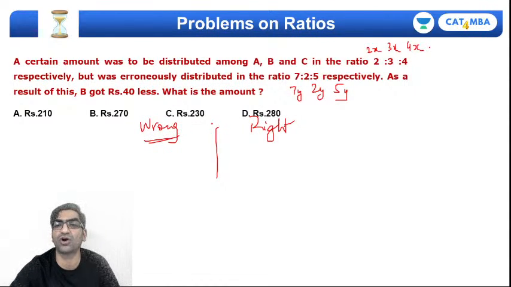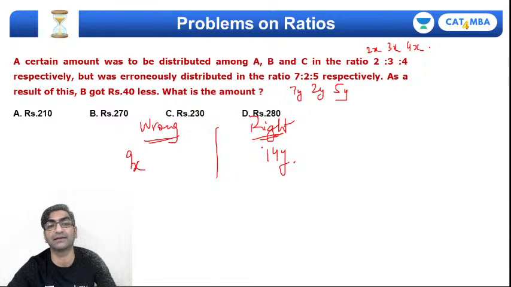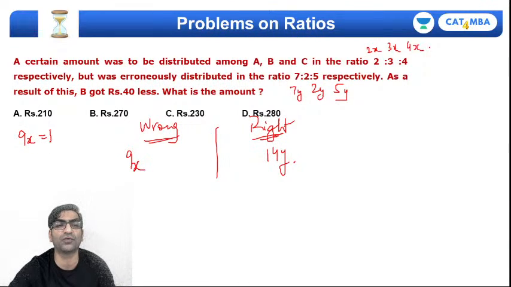So when it was wrongly allocated, 2 plus 3 plus 4, 9x must have been the total, right? But when it's right, the total is 7 plus 2, 9 plus 5, 14y, right? But you know the difference in B's share, and you also know the total money must be the same, right? So first thing I'll do is equate 9x to 14y, which means I can replace x with 14y by 9, right? Next up, I know the difference between B's share which is wrong and right. B got 40 rupees less, which means his actual share is earlier share minus 40.